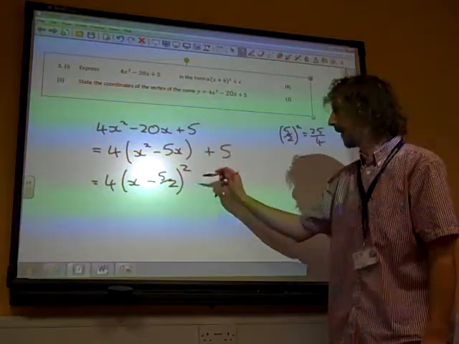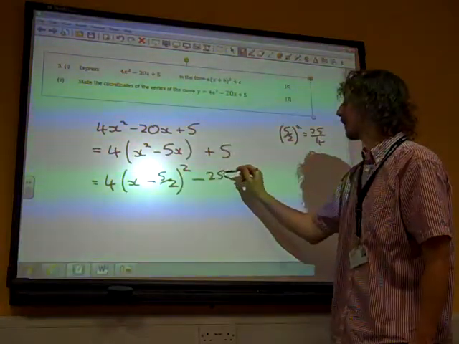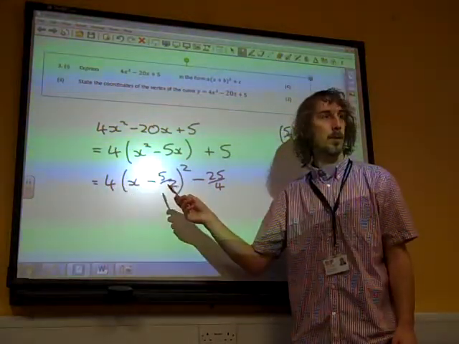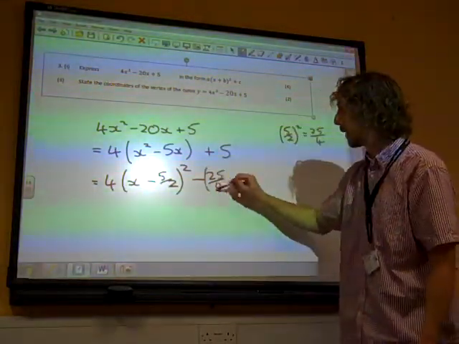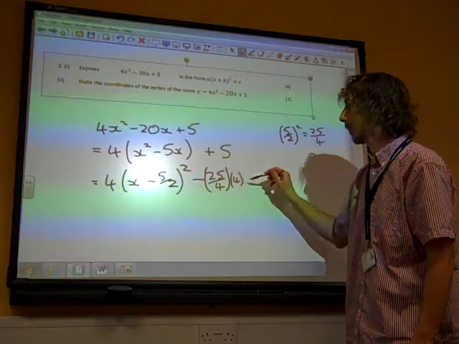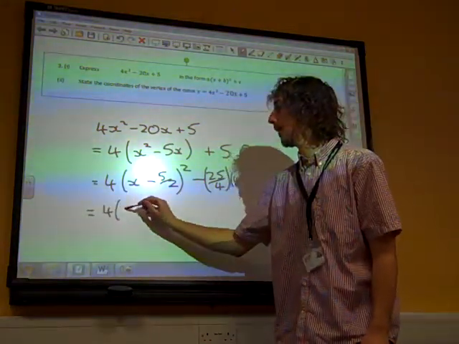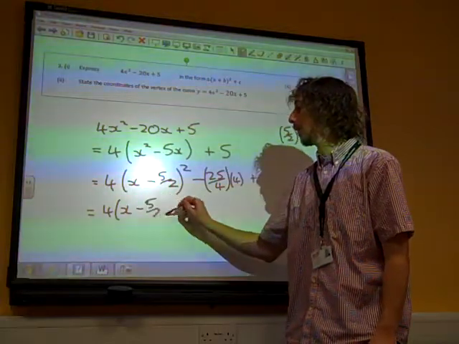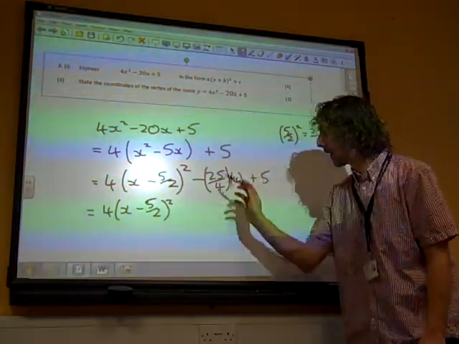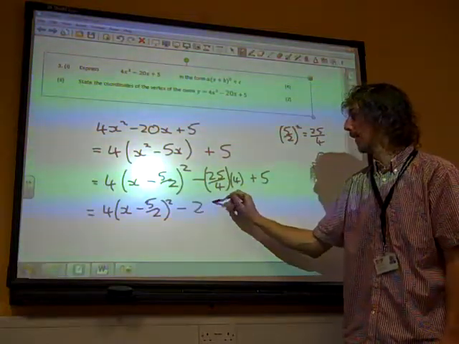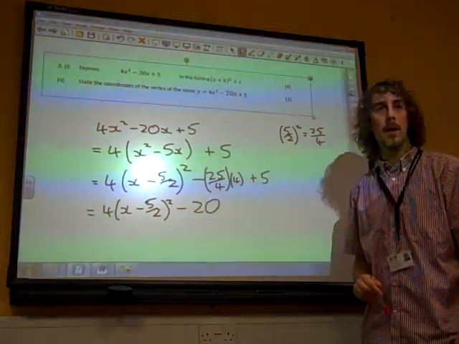So we would be adding that, so we need to take away the 25 over 4, except we're adding it 4 times. So we need to take away 25 over 4 times 4. And we already had a plus 5 there. So by the time this settles down, we've got a minus 25 plus 5, which gives us a minus 20 at the end there.